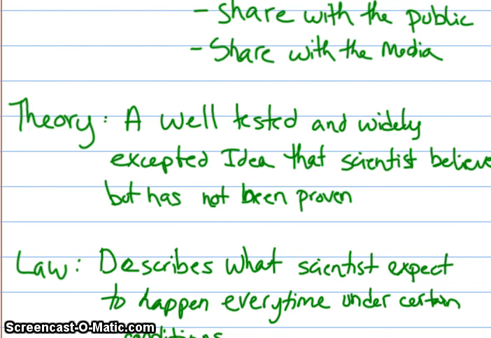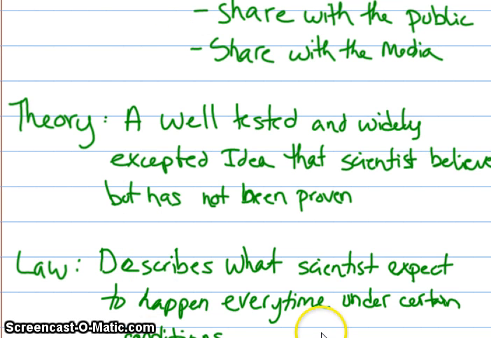There's 2 different types of scientific data. It could be a theory, which is a well-tested and widely accepted idea that scientists believe but has not been proven. Okay, so something that is widely accepted, but it's not necessarily proven. An example of a theory would be like the theory of Pangea, okay, where all the continents used to be connected. Okay, that's a theory. We don't have any data to prove that yet.